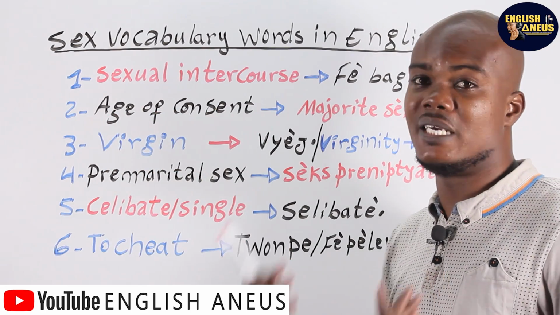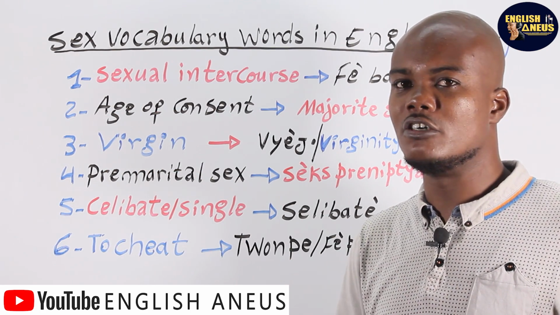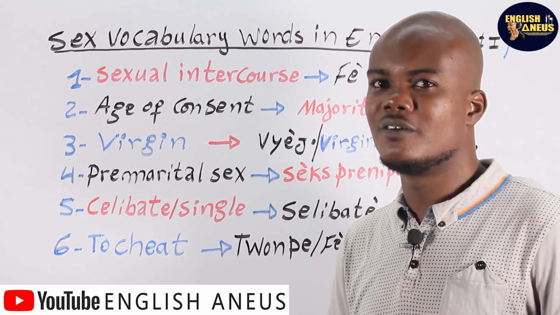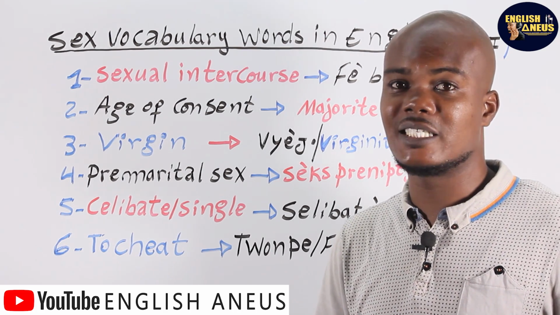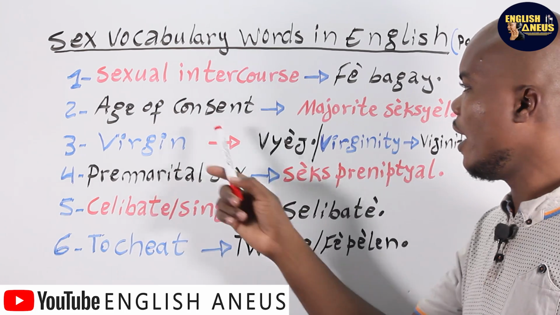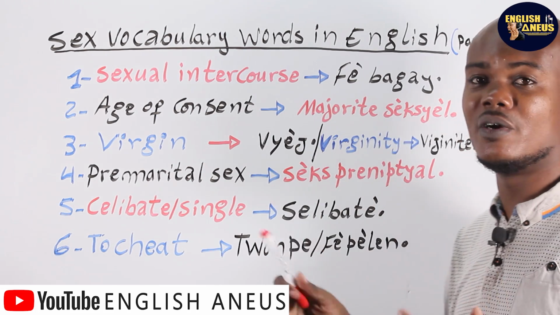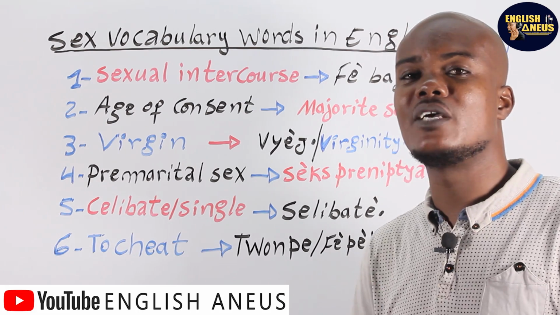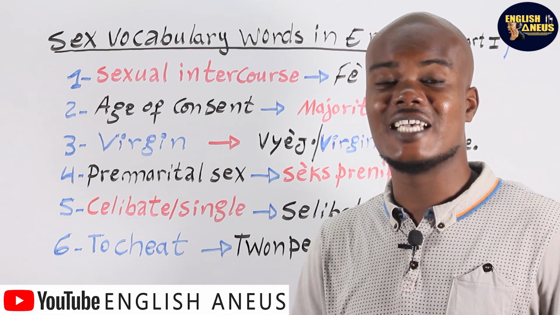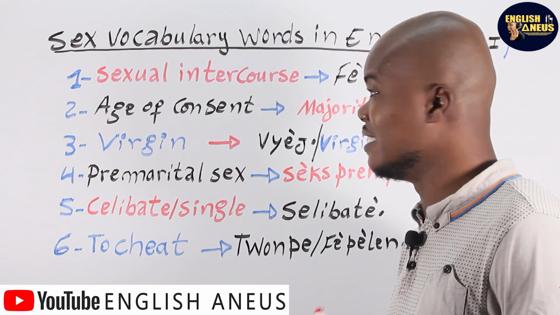Age of consent means the age allowed to have sex. For example, in the UK, it's 16 years old, and France, it's 15 years old. Age of consent là signifie majorité sexuelle. Ça veut dire c'est l'âge que l'État a donné qu'on a fait sexe.